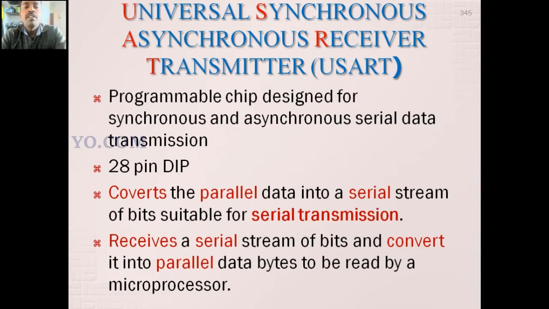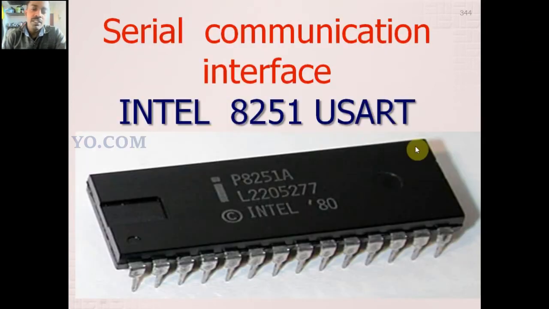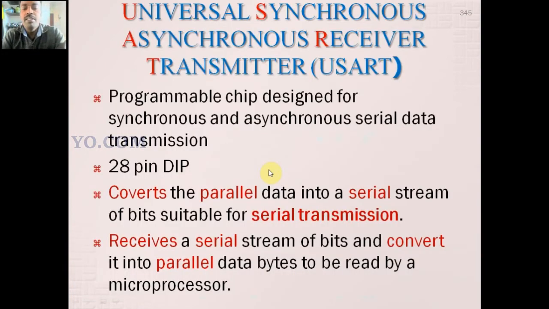So the physical size is a 28-pin dual in-line package, 28 pins. It has 28 terminals. What is dual in-line package? Dual means on both sides we have the pins, the terminals. So this is one side, and this side also has terminals, but in this photo it is not shown. Both sides have terminals, so it is dual in-line package.